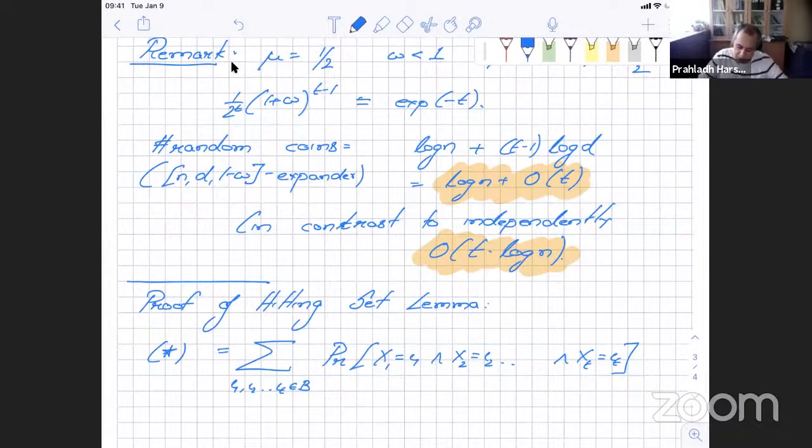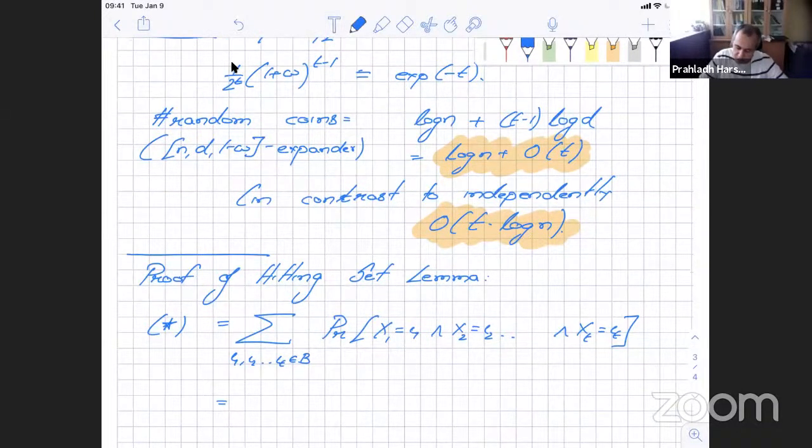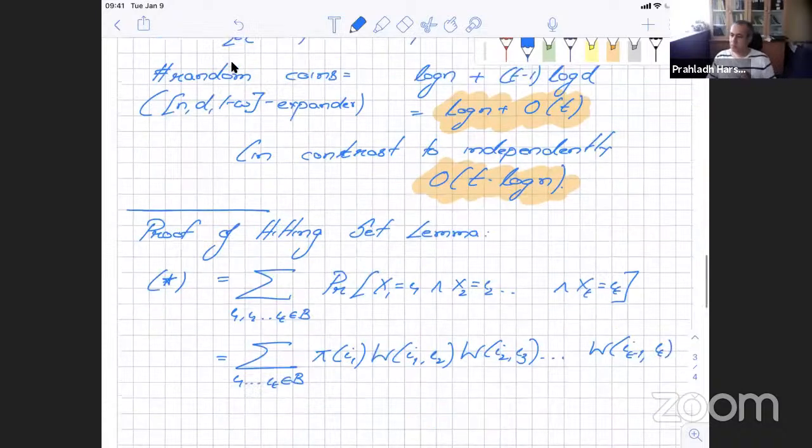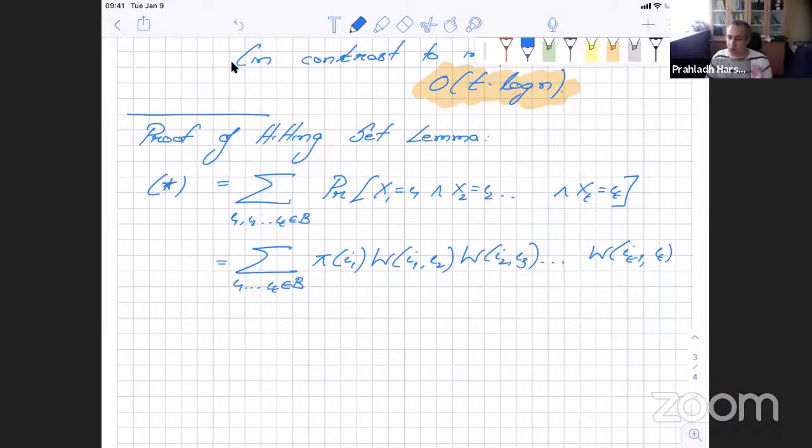But now you can write this down. This is exactly the summation over i1, i2, ..., it in B. This is the probability that the first vertex you see is pi(i1). That's how you pick it. Then you have to make the transition from i1 to i2. Then you have to make the transition from i2 to i3. And so on up to i(t-1) to it. Okay. I have just written down explicitly what this probability is.